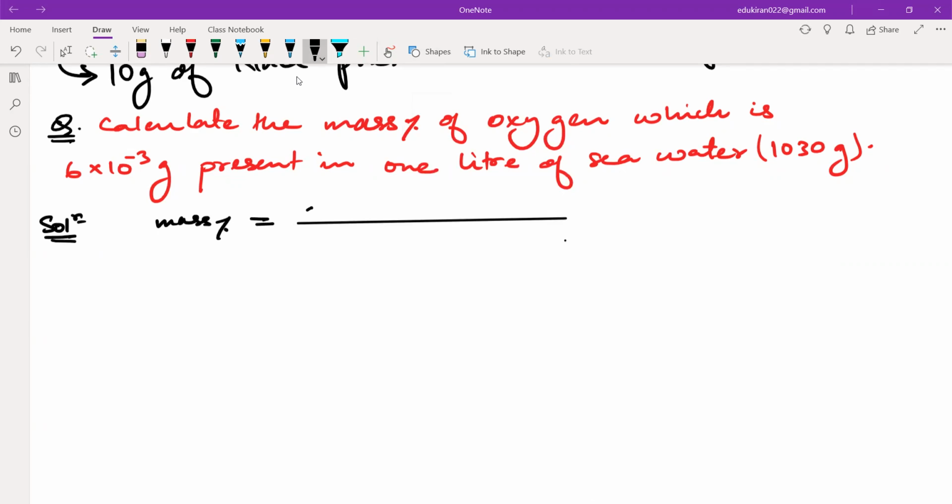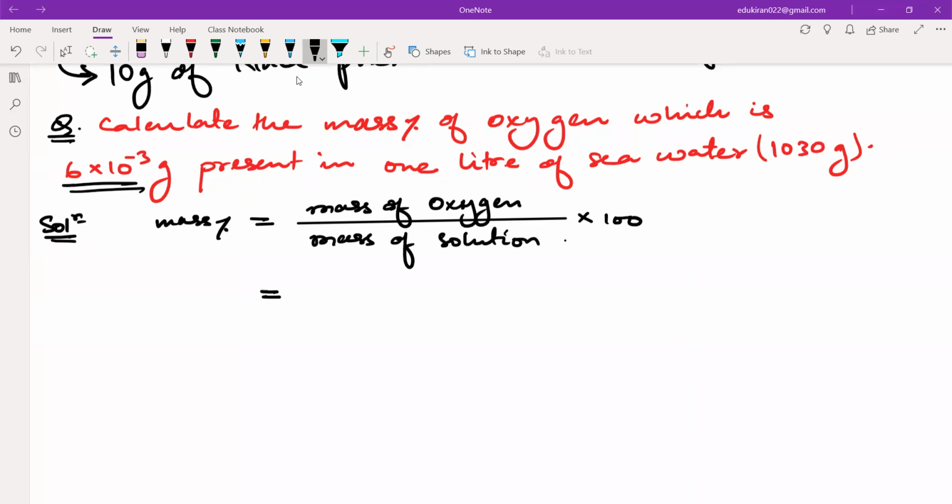Mass percentage of oxygen will be equal to mass of oxygen divided by mass of solution into 100. Okay, please write this down. Mass of oxygen, we don't need the molar mass here, it is the given mass of oxygen. Plug in this value: 6 into 10 to the power minus 3 divided by 1030 grams. Here also grams, here also grams. Grams and grams will cancel out and you will get the answer.